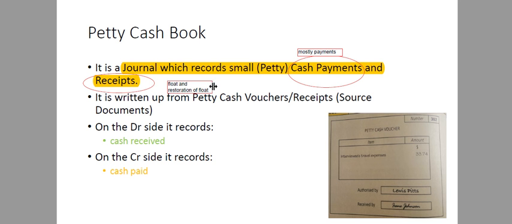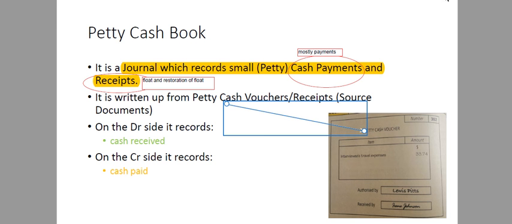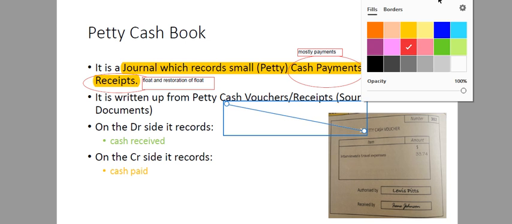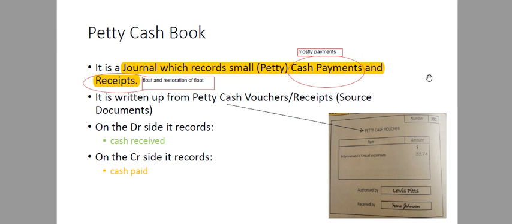Then the source document is the vouchers, petty cash vouchers. We can draw an arrow from the petty cash vouchers to the picture of the voucher which is given there. We have a picture of the petty cash voucher, which you can find in your textbooks also, but just to see one here, this is your petty cash voucher. If you notice, it has a number there, so we can just circle that.